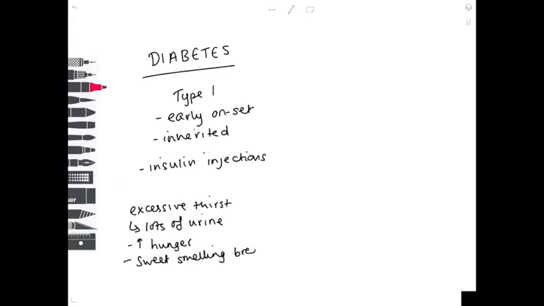and the biggest giveaway is if the doctor tests your urine and there's glucose in the urine, that can be an indicator of diabetes, because really we know that the glucose should have been reabsorbed in the proximal convoluted tubule of the kidney, so glucose in the urine would indicate that there's something wrong.